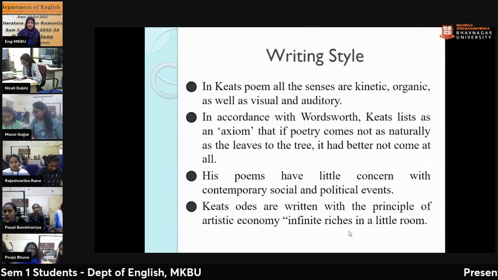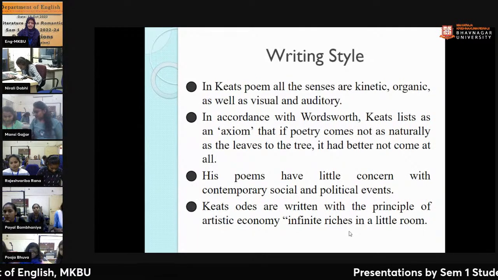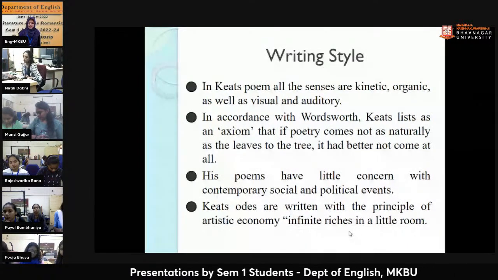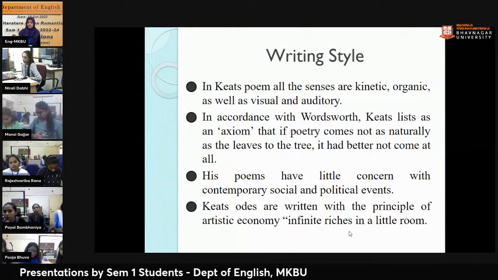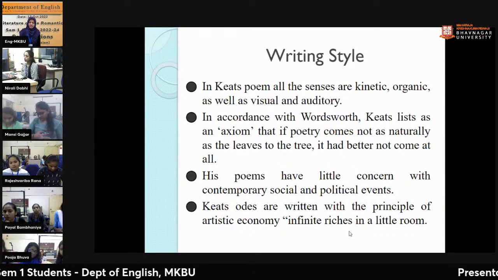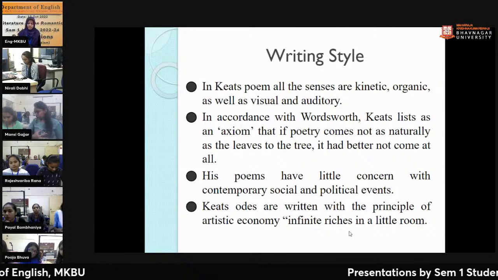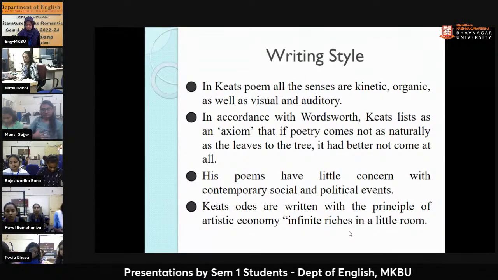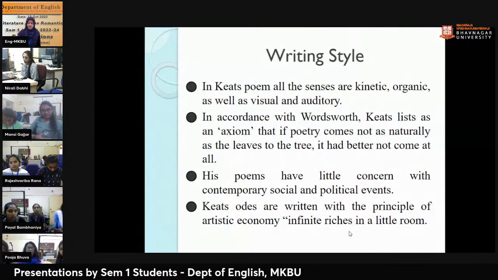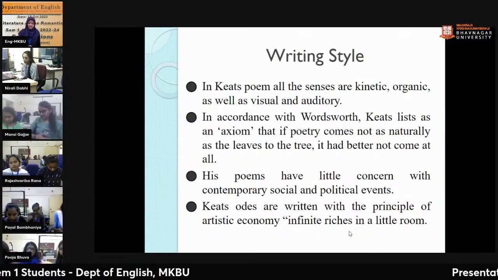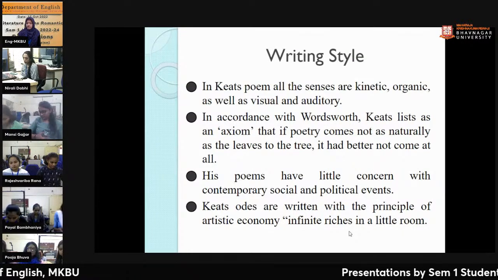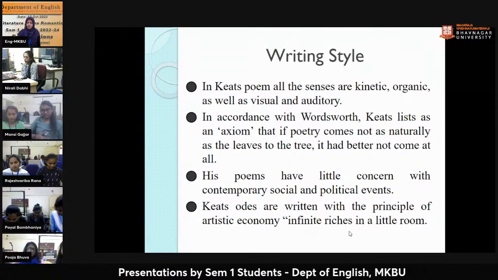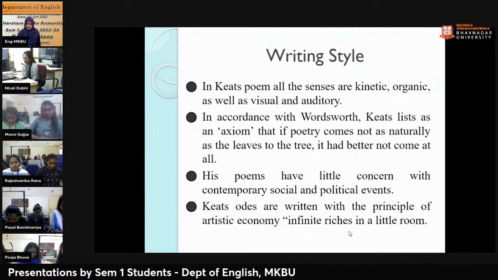Writing style of Keats. In Keats' poems, all the scenes are sensuous, organic as well as visual and auditory. In accordance with Wordsworth, Keats lists as an axiom that if poetry comes not as naturally as the leaves to the tree, it had better not come at all. His poems have little concern with contemporary social and political events. Keats' odes are written with the principle of artistic economy, infinite riches in a little room. His poems reflect his personal life, his personal problems and the pain also.